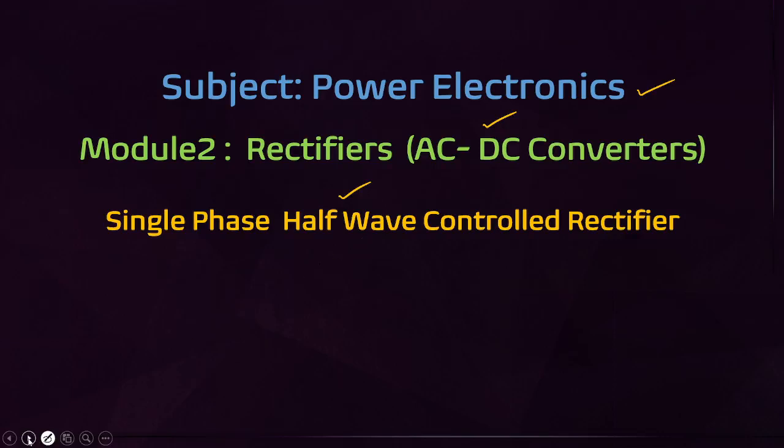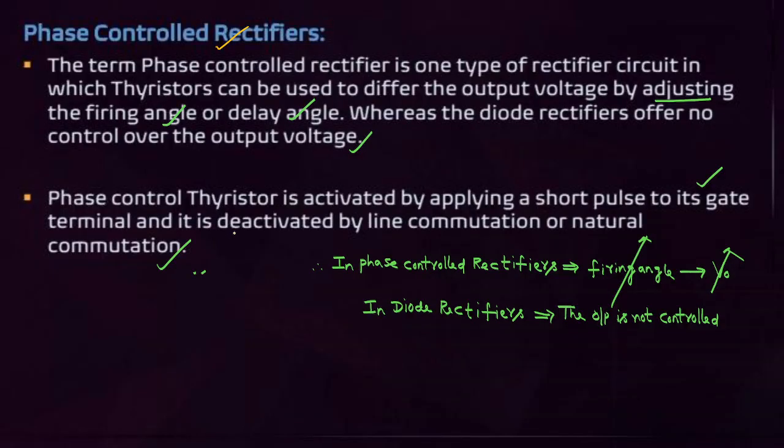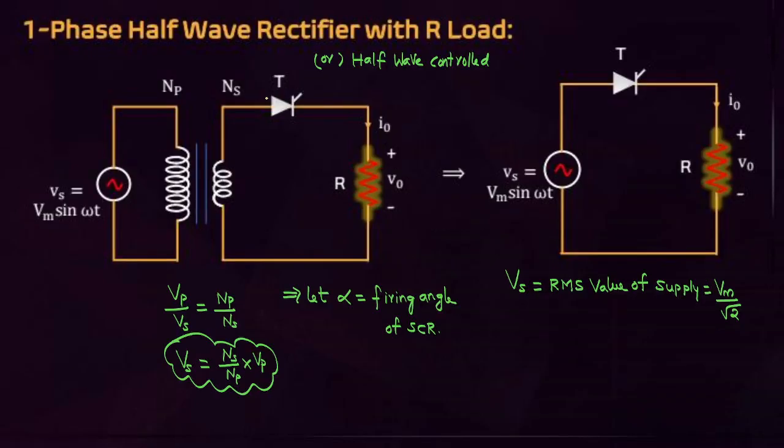All of you concentrate. Friends, we know that thyristor rectifiers are also called phase control rectifiers because in these rectifiers, by controlling firing angle alpha, we can control the output voltage. That's the reason why thyristor rectifiers are also called phase control rectifiers. First, we have to start with the single phase half wave rectifier, or it is also called half wave control rectifier. Single phase half wave control rectifier.